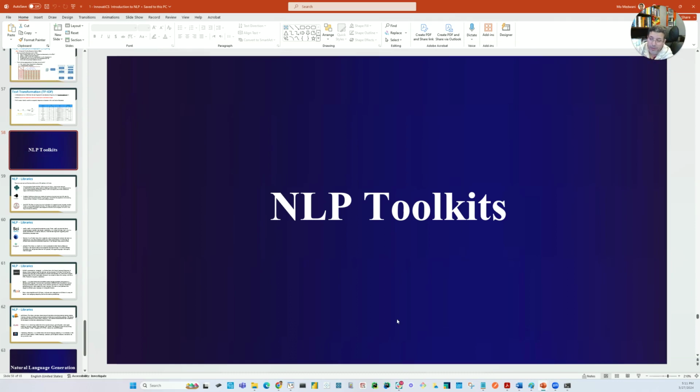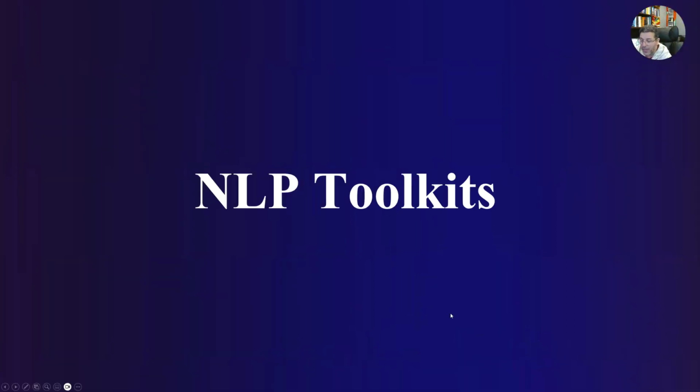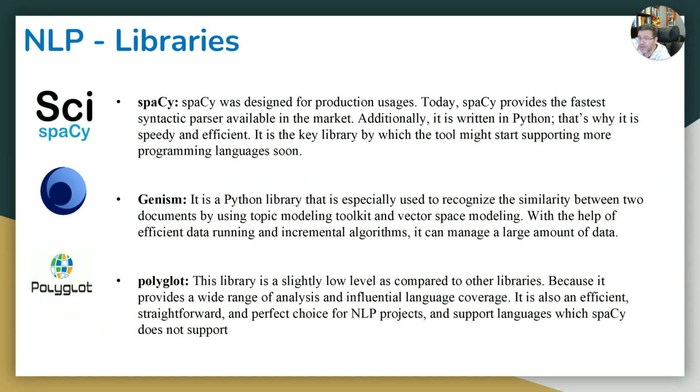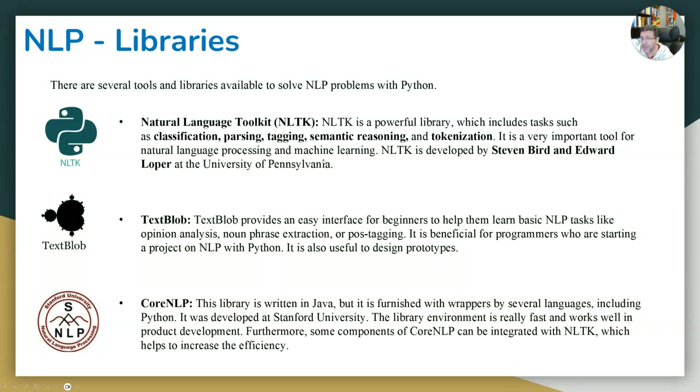Today we are going to talk about some great libraries that you could use in NLP. So there are a lot of libraries that you could use. NLTK, the Natural Language Toolkit, is one of the most common libraries. It's used for modeling, for preprocessing, for parsing, for tagging, semantic reasoning, and for tokenization.